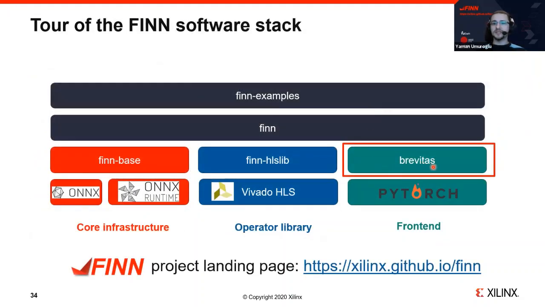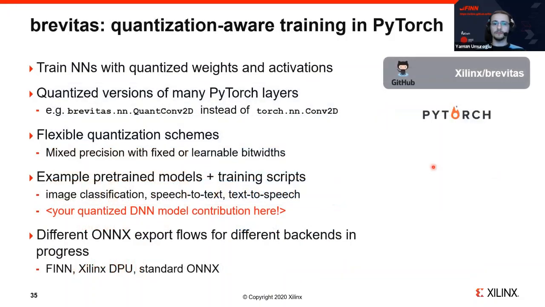Next up, we have Brevitas, which serves as the front end to the Finn compiler. Brevitas is a quantization-aware training library for PyTorch, and it deserves a full tutorial of its own, but I'll try to just cover the aspects that are most related to Finn here. So, I mentioned quantization-aware training. Quantization-aware training allows you to train neural networks with quantized weights and activations, which is essential for getting good accuracy with less than 8 bits.